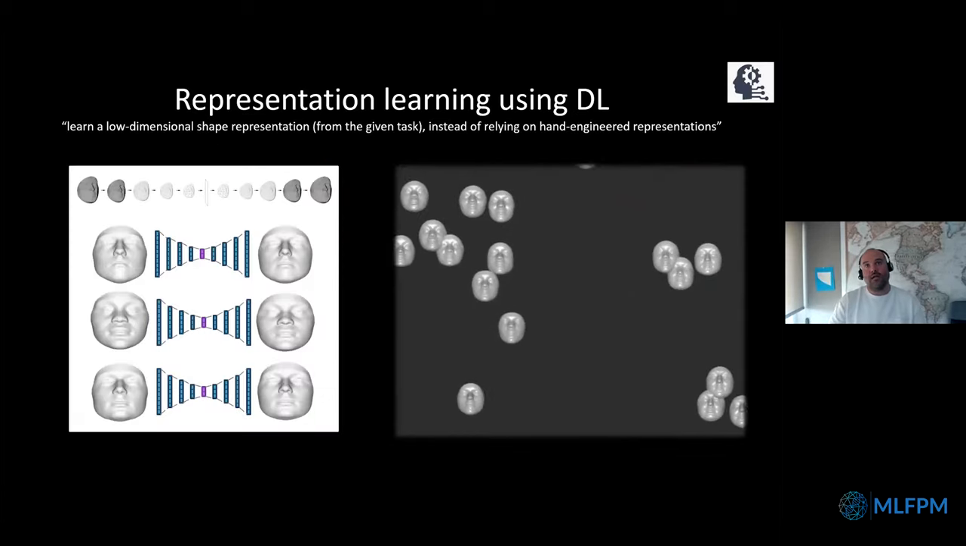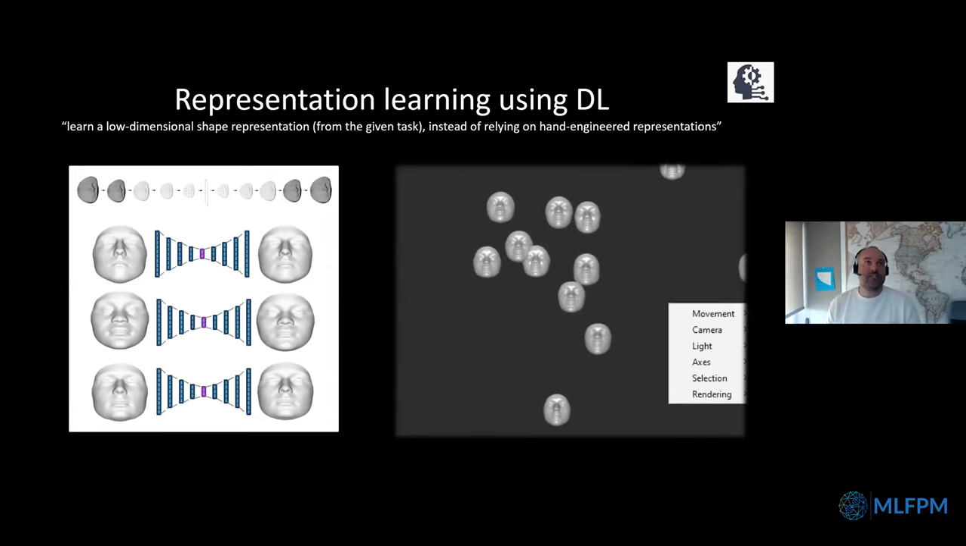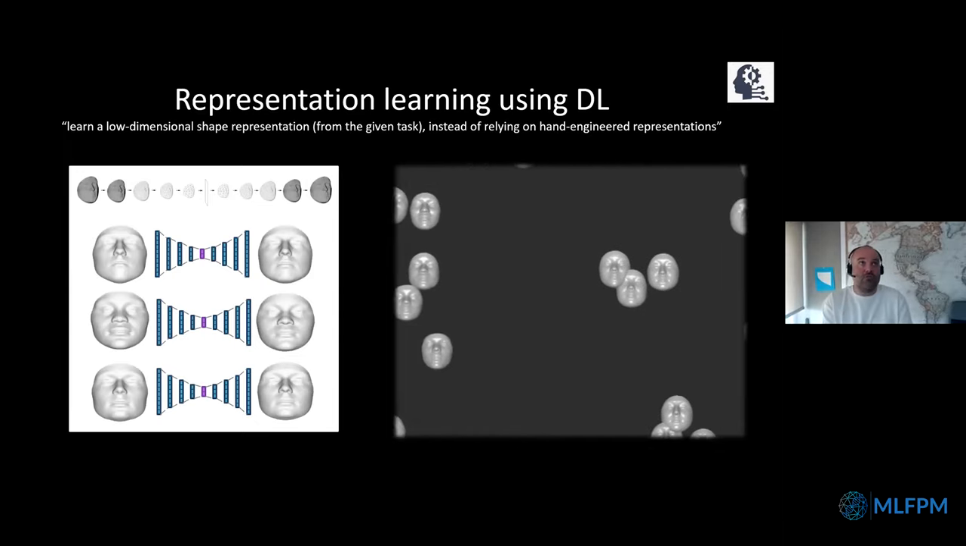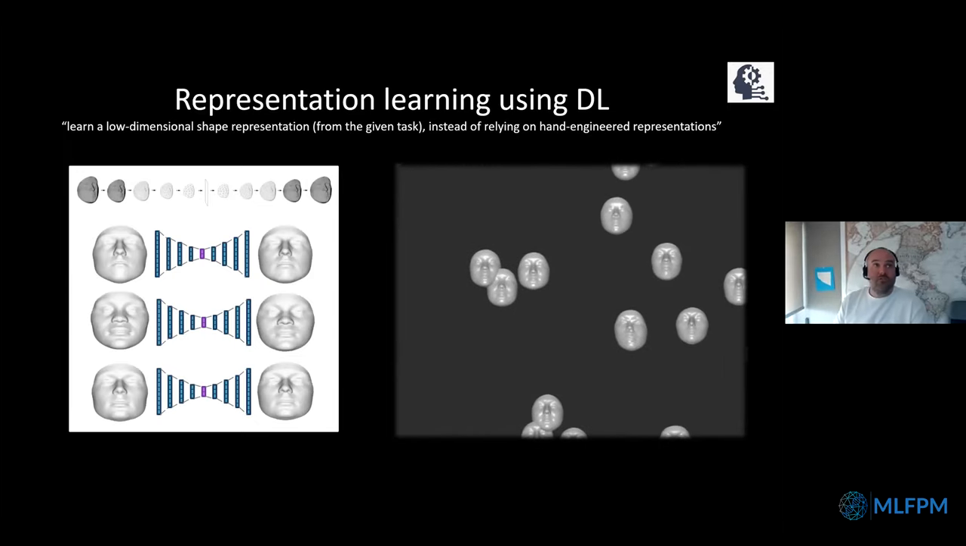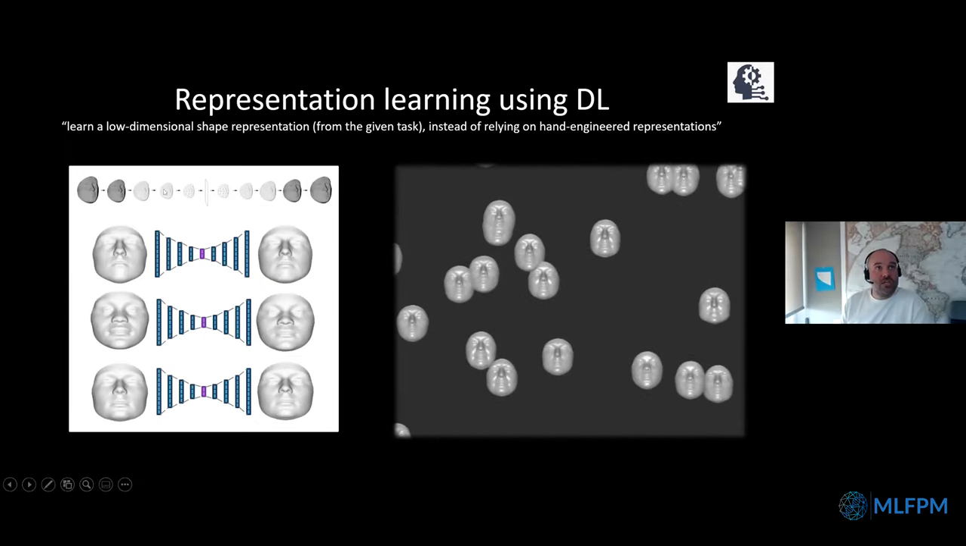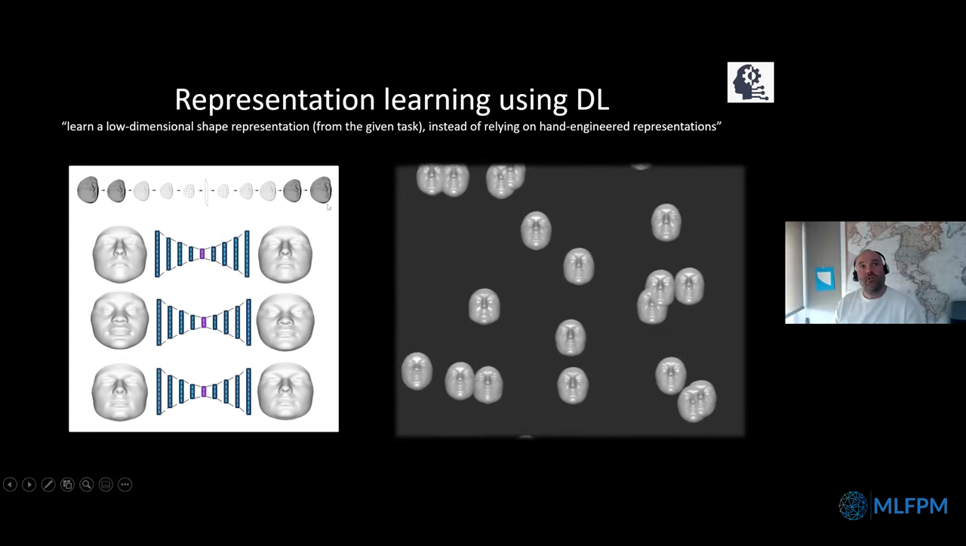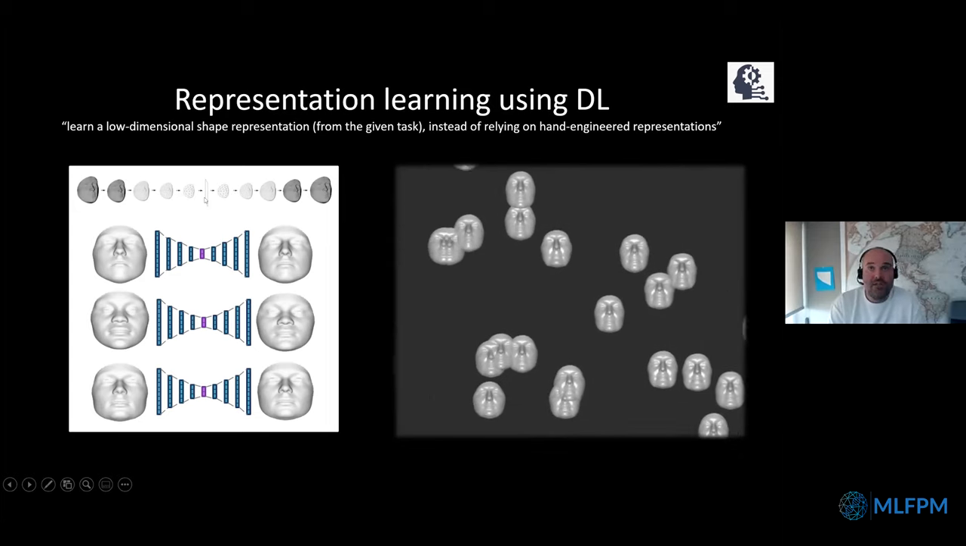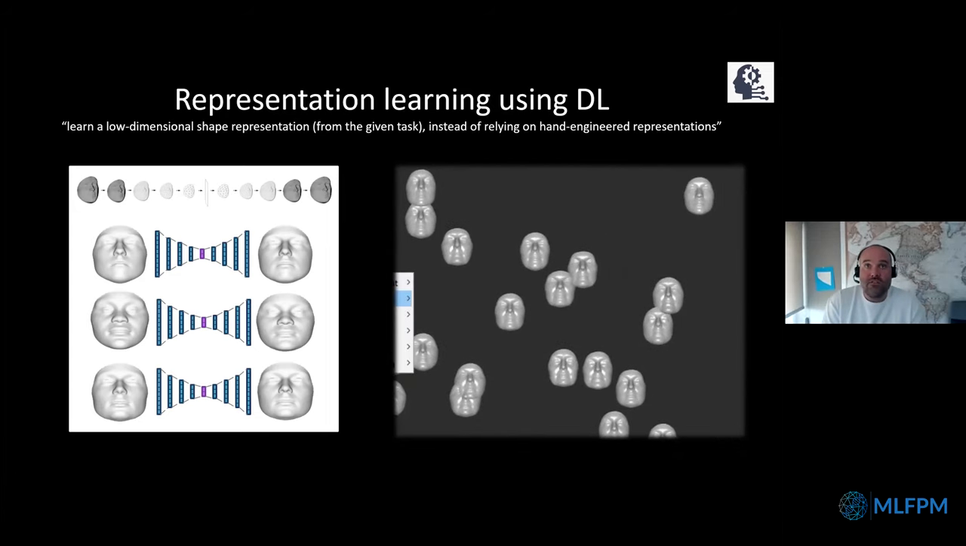And today, active shape models have been replaced by deep learning alternatives. The key network to use here is an autoencoder. Typically you have an encoding stage of your shape and then a decoding stage. And in the middle, you have your lower dimensional space that is then replacing the active shape model.